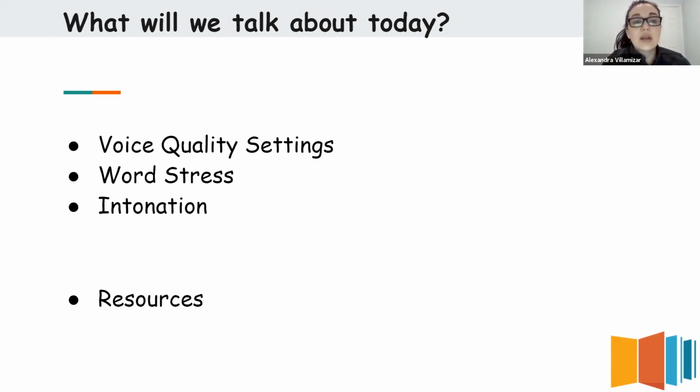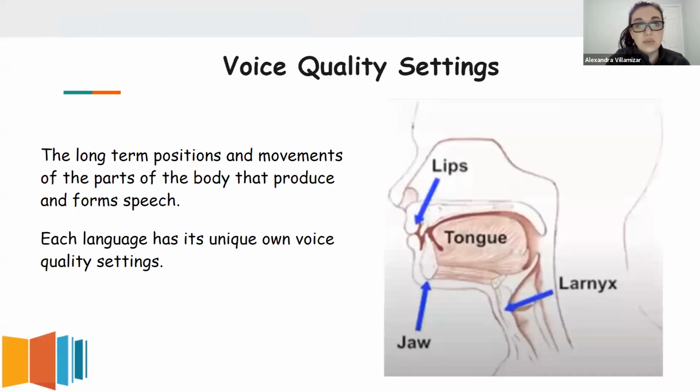So once again, we are going to talk about voice quality settings, word stress, and intonation. Let's begin with the first one. What are voice quality settings?